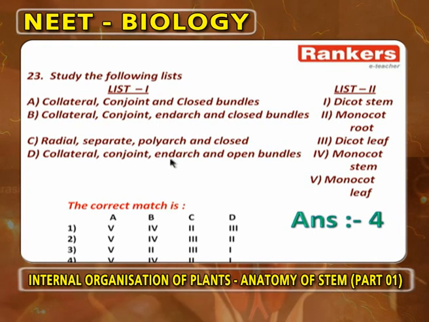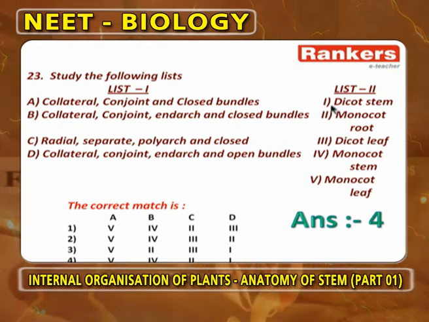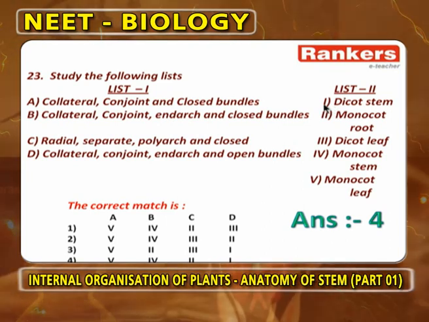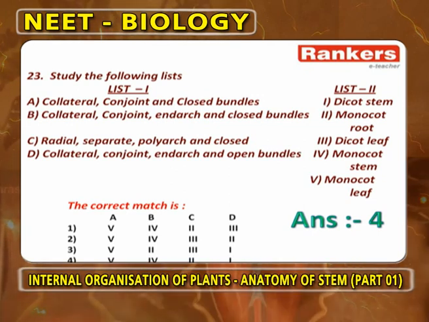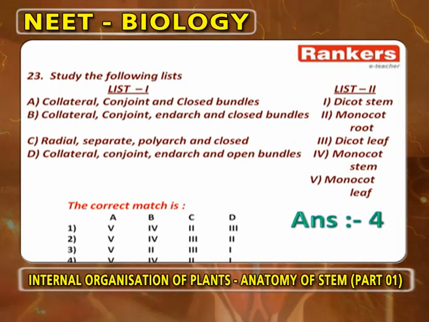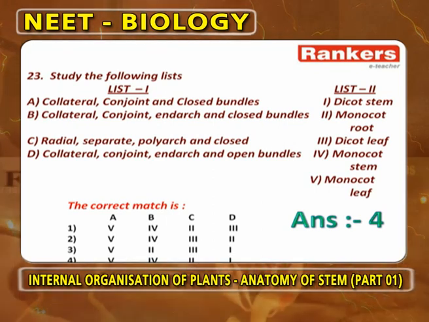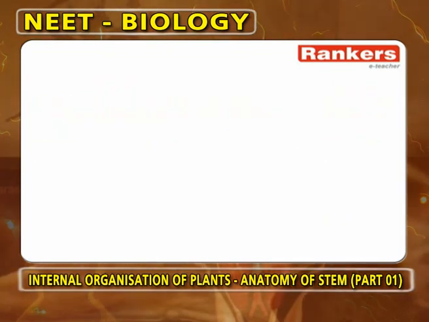Collateral conjoint endarch and open vascular bundles are found in dicot stem. So, collateral conjoint closed vascular bundles in leaf. Collateral conjoint endarch closed vascular bundles in monocot stem. Radial separate polyarch closed vascular bundles in monocot root. Collateral conjoint endarch and open vascular bundles in dicot stem. So, A5, B4, C2, D1. Answer 4 for this 23rd question.